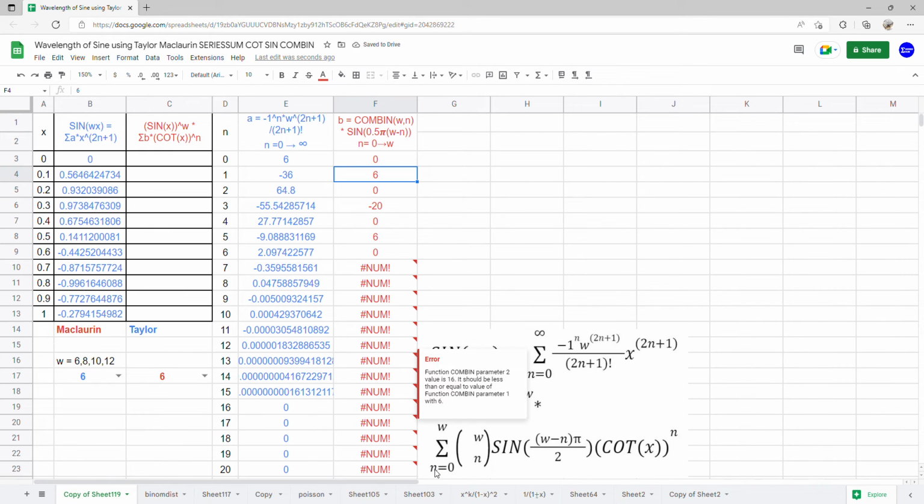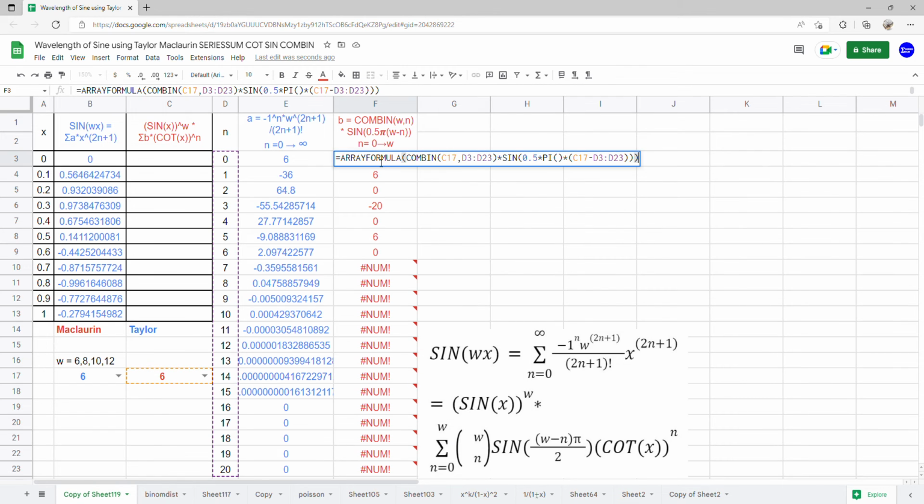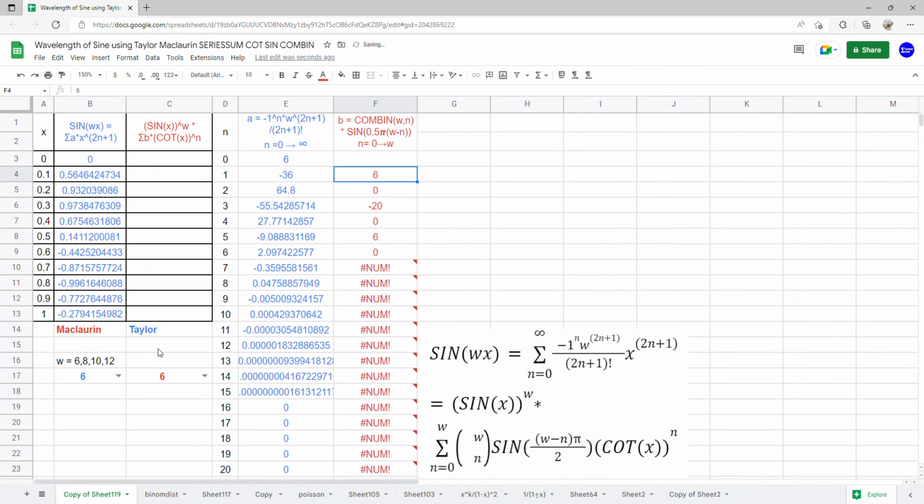Because n is from 0 to w, we have an error, so we correct this. If n is greater than w, then it's 0. Otherwise, calculate. Now it's corrected. Now we continue with the Taylor series.